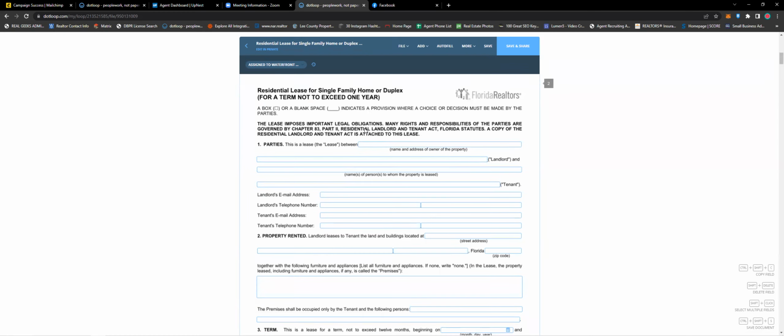So on this document, you're going to write the information as it asks. It says this lease is between name and address of owner of the property. You can say John Smith, 123 Main Street, Naples, Florida, 34102, and name of persons to whom the property is leased. So this might go to John Doe, Jane Doe, and children. And it says that is the tenant.